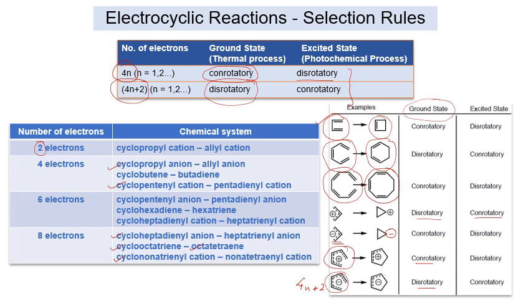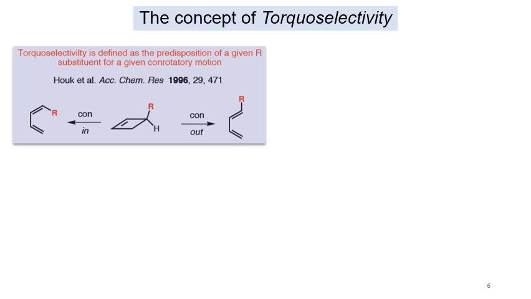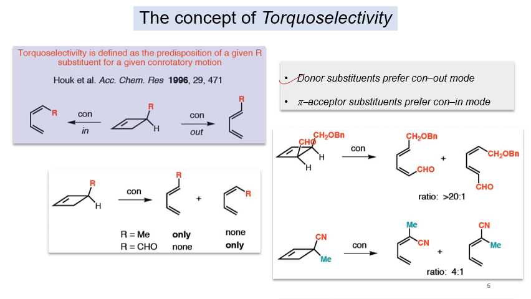Before that, we would like to look into one very important concept in electrocyclic reactions. That concept is the concept of torquoselectivity. Torquoselectivity was defined by K. N. Houk in 1996, where he defined it as the predisposition of a given R substituent for a particular rotatory motion. So he showed by examples and by theory that a donor substituent would prefer a con-out mode, whereas a pi acceptor substituent on the system would prefer a con-in mode. What does this mean?